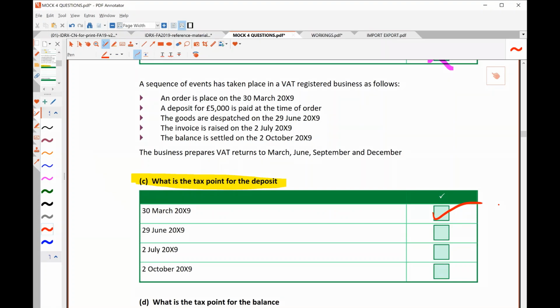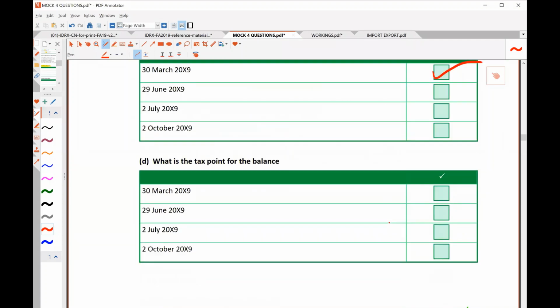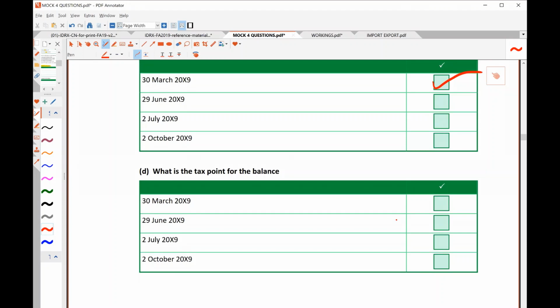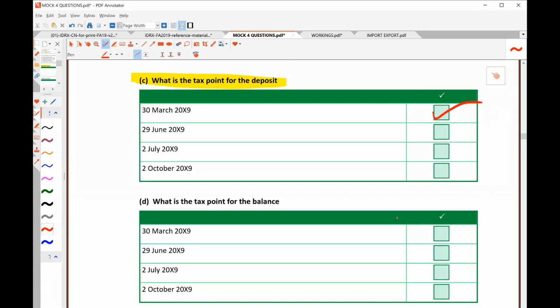Brilliant. Right, the next thing that we're looking at is the tax point for the balance. What are your thoughts? Are you all right there, Emre? No, yes, no, yes, yes, no. Are we happy? Okay. Right.